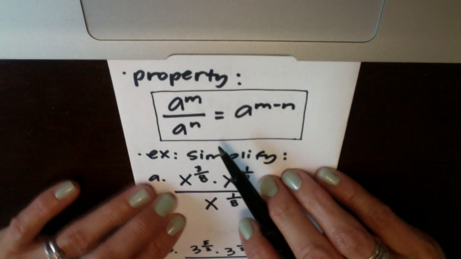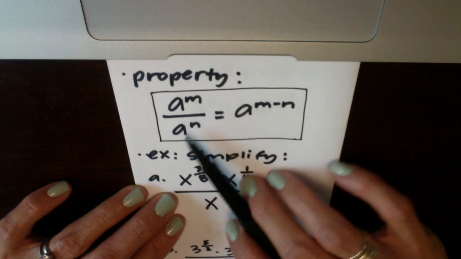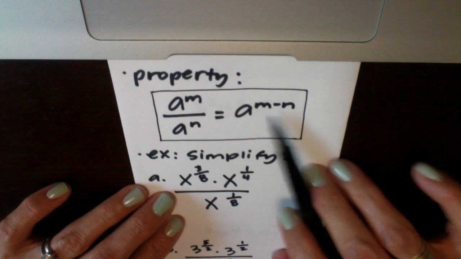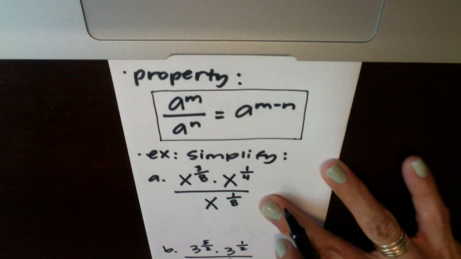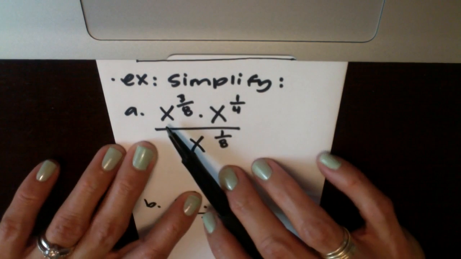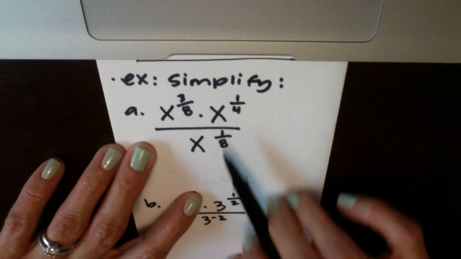Okay, the next property we're using is a to the m divided by a to the n. When you have a fraction with same base numbers, you subtract the exponents, leave the base the same. So we're going to work on that in just a second. But first, in this first example, it says simplify. This is x to the 3/8 times x to the 1/4 all over x to the 1/8.